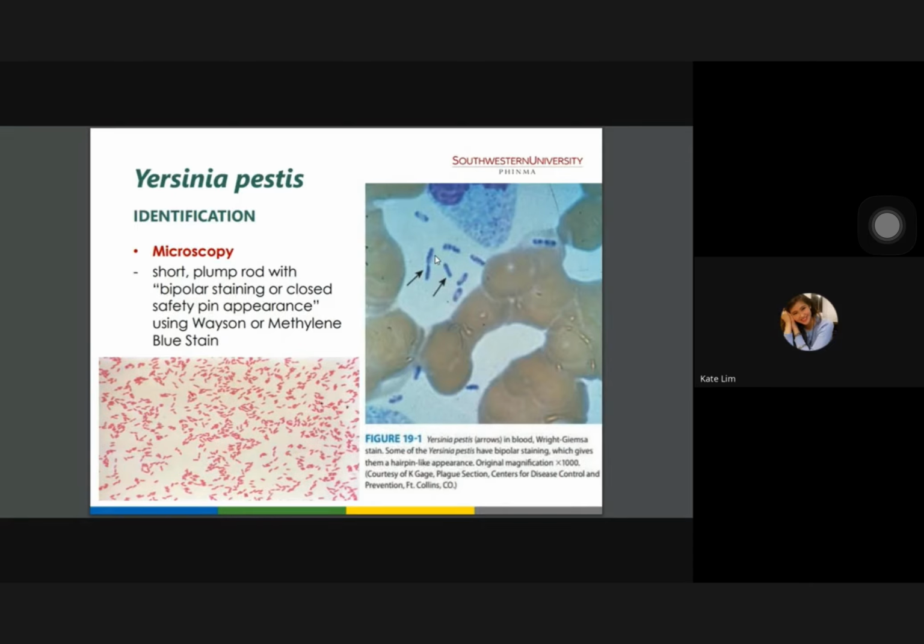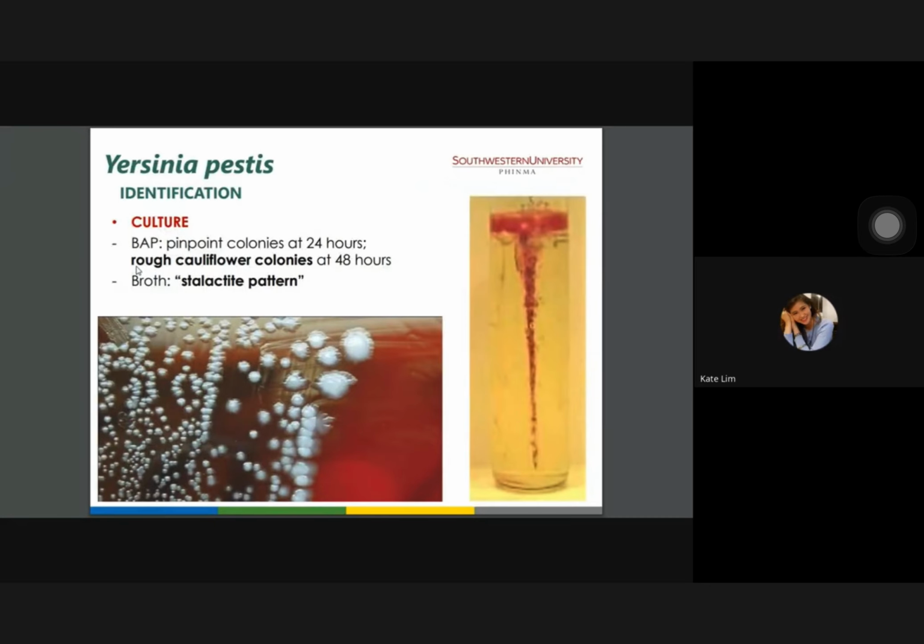This is the way the stain interacts with the bacterial cell wall and its internal structure. So when your Yersinia pestis is stained with Wayson or methylene blue, this bacteria often shows a rod-shaped appearance with darker ends and a lighter center. Again, the middle part is actually lighter. So it creates a visual effect similar to a safety pin. So that would be your Yersinia pestis.